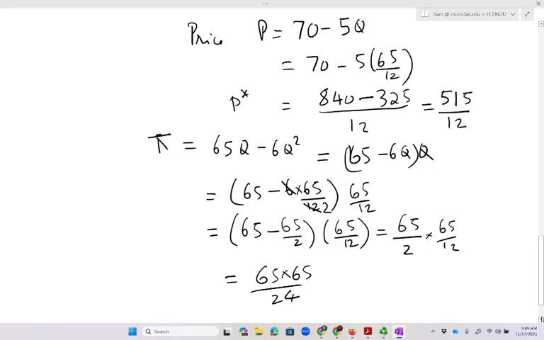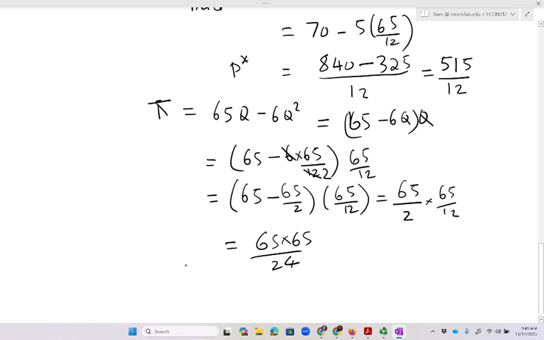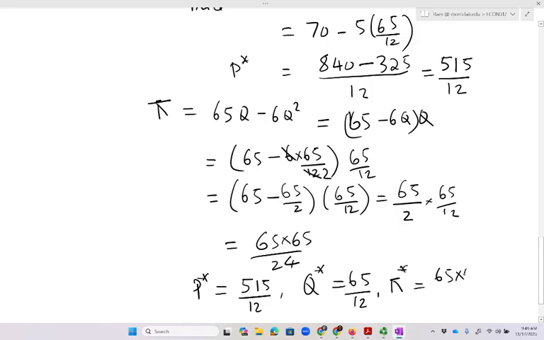And we have got all the solutions. So I will write P star, this is the price the firm will charge, 515 over 12. Q star, this is the quantity this firm will sell, 65 over 12. And the profit, again I'll put a star here. We have already checked that this is the maximum profit, and it turns out to be 65 times 65 over 24. And this is a good point to stop.